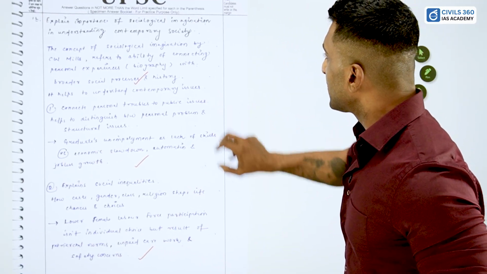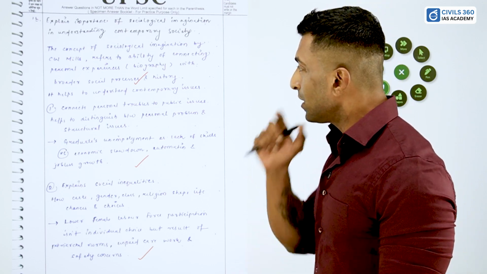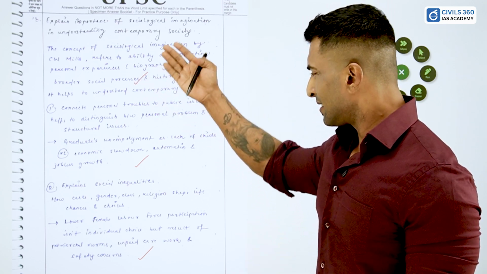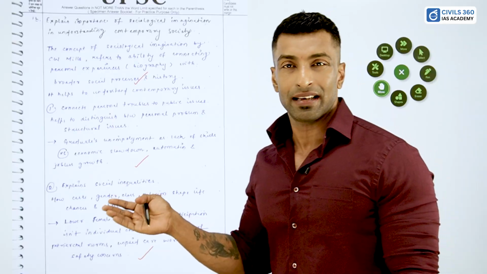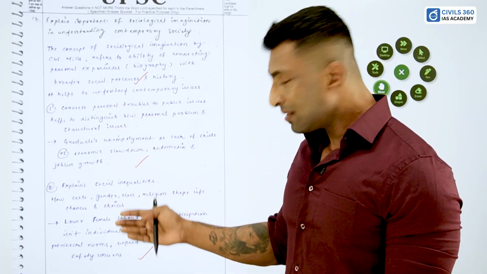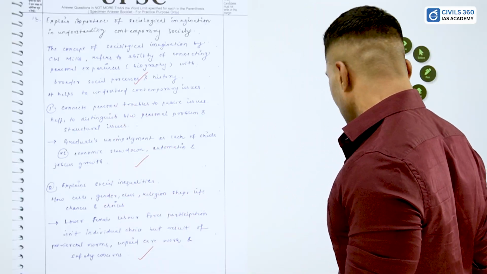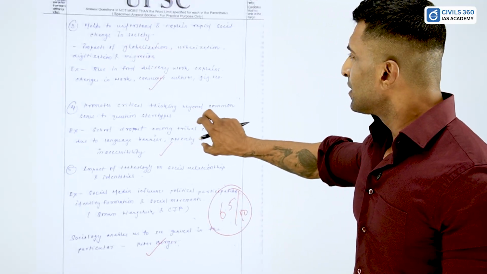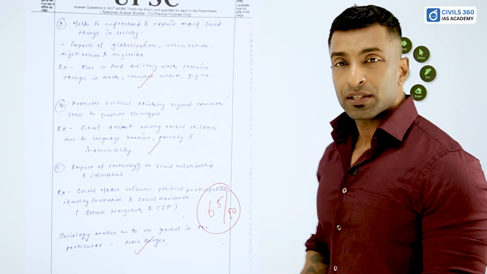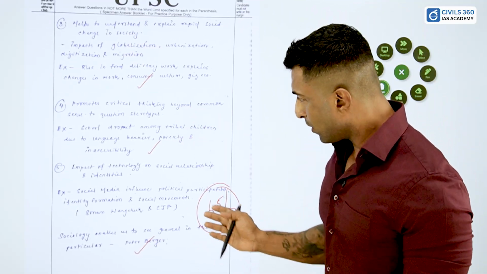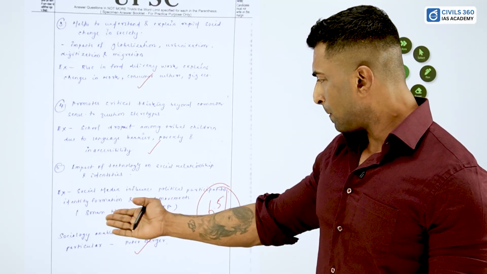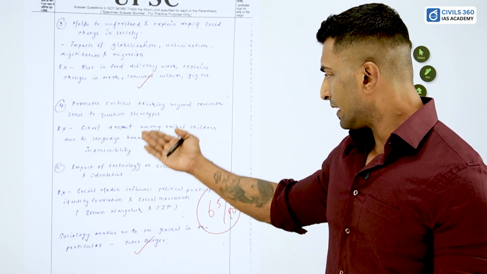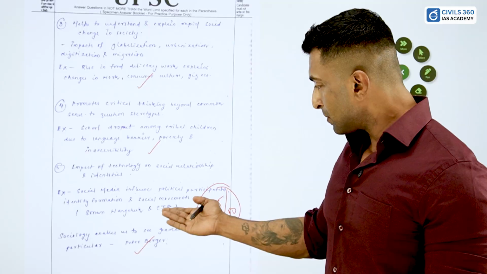Explain the sociological imagination in understanding contemporary society. See, Wright Mills, it's a very classic, very good answer. So I think he should be getting a very good mark. There is nothing more to discuss in this. So it's actually a good one. 6.5 is what he got, and it's very good. Even a recent contemporary example is also given, added from CJP and everything.